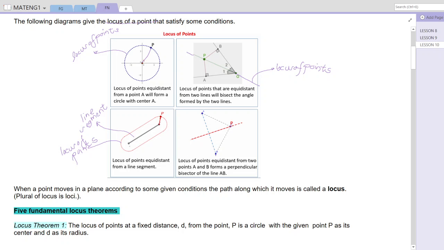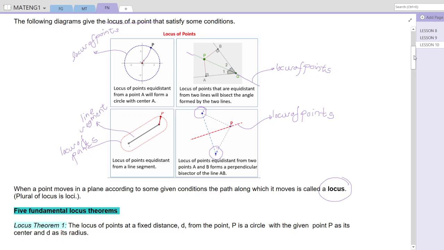Next, the locus of points equidistant from two points A and B forms a perpendicular bisector of the line AB. If that is the line AB, we have a line intersecting it and bisecting the line AB at the midway, so this will be the locus of points. Therefore, the locus of points is the path along which the points move, along a line, line segment, curve, or a plane or surface. That is called the locus.